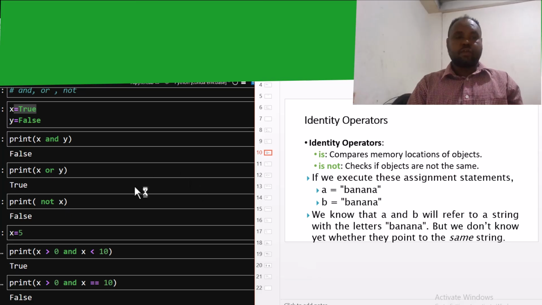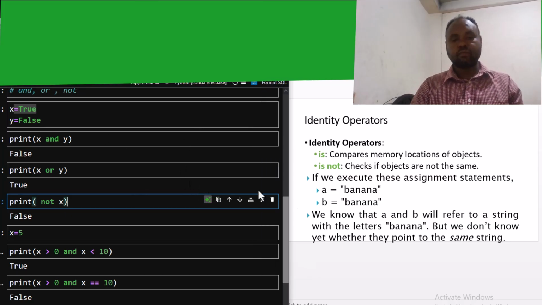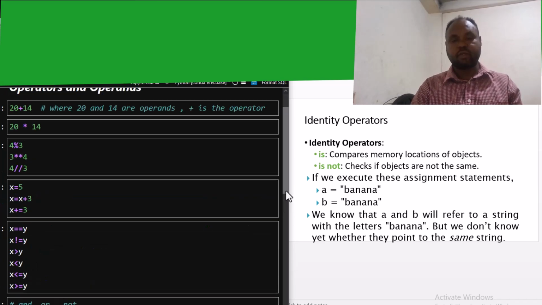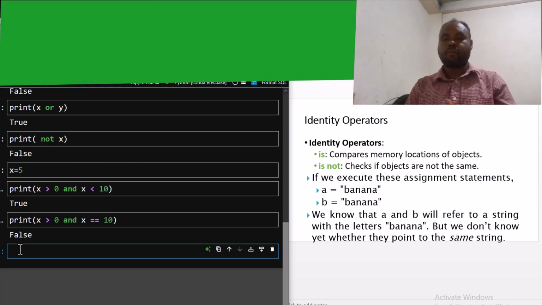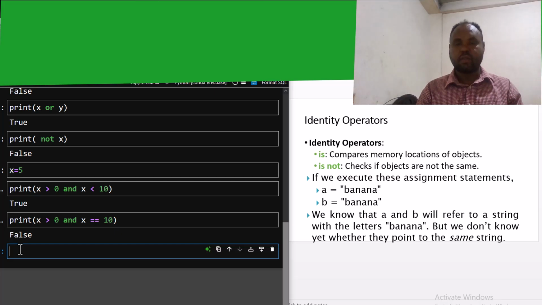Now let us proceed to identity operators. Identity operators are nothing but either is or is not. Alright? We can make use of one of these operators. It compares memory locations of objects, whether they are referring to the same location or not.